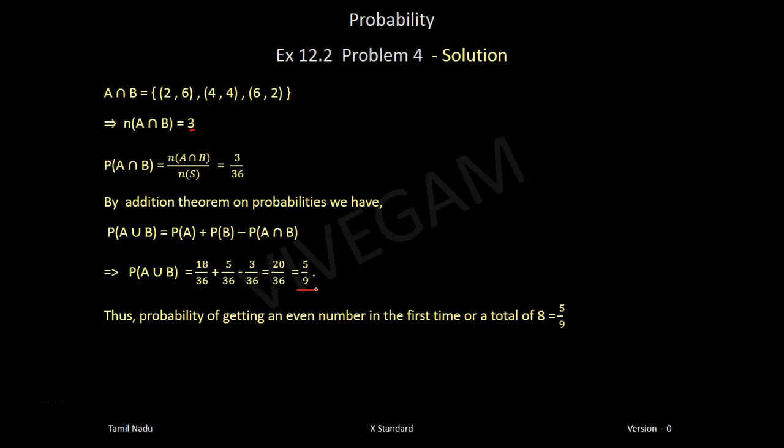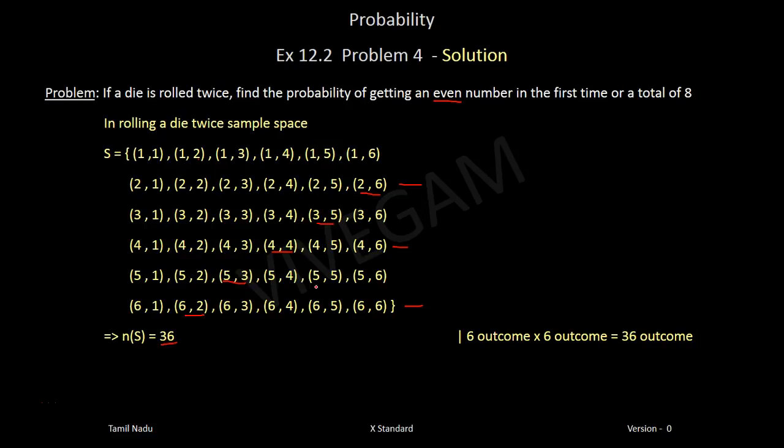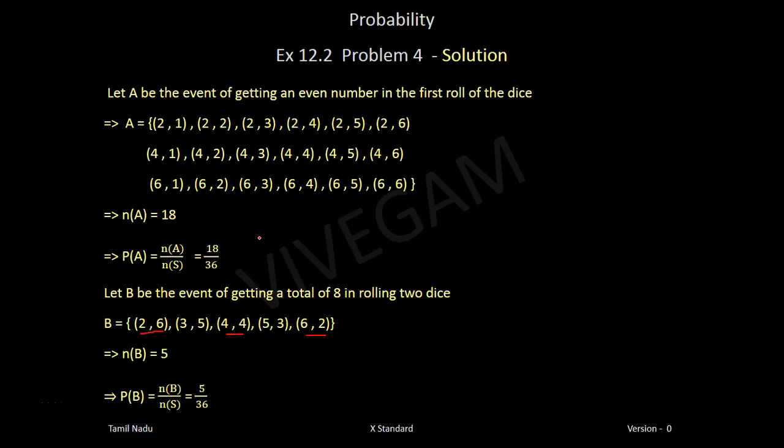Okay, so let's recap it. First, you have to list out the sample space. Next, find n of A. List out the elements of A, which is getting an even number in the first die, then find n of A and find the probability of A. Next, define event B as the one getting a total of 8. Go to the sample space and find the outcomes which give a total of 8 in rolling the dice. Count the number of outcomes and find the probability of B.